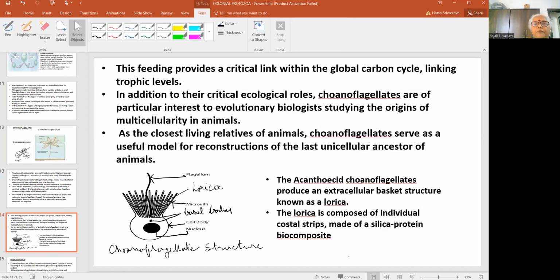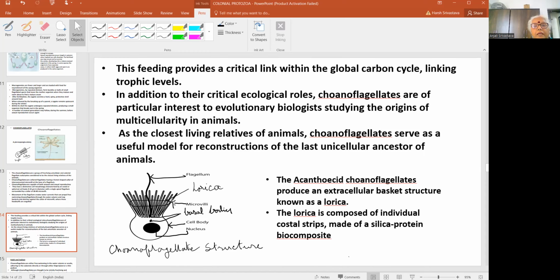This feeding provides a critical link within the global carbon cycle of trophic levels. Volvox is the autotroph, showing the process of food synthesis, whereas these choanoflagellates are the heterotrophs; that is, they take the synthesized food. And this is the diagrammatic representation of a single choanoflagellate cell.